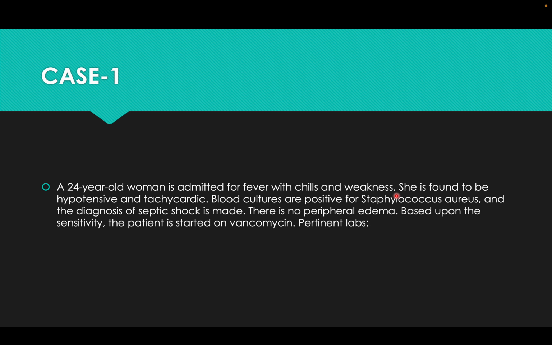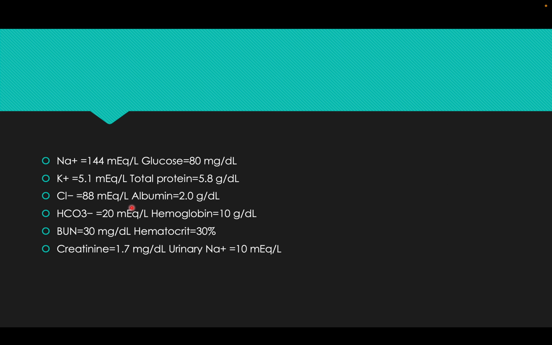I hope you understood. A 24-year-old man is admitted for fevers and chills and weakness. She is found to have hypotension and tachycardia. Blood cultures are positive for Staphylococcus aureus, and the diagnosis of septic shock is made. There is no peripheral edema. Based upon the sensitivity, the patient is started on vancomycin. The patient's labs: sodium is 144, glucose is 80 milligrams per deciliter, potassium is 5.1, total protein is 5.8, chloride is 88, albumin is 2, bicarbonate is 20, hemoglobin is 10, blood urea nitrogen is 30, hematocrit is 30%, and creatinine is 1.7.